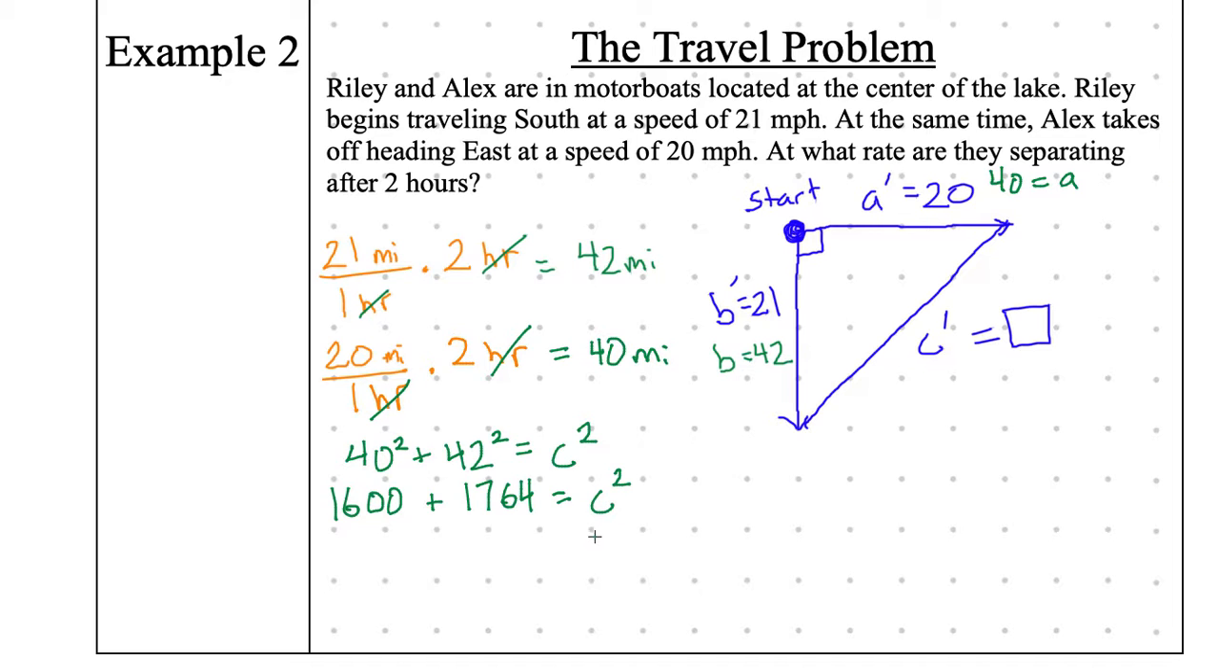Is equal to C squared, and then I need to actually add those together, which is 3,364. And the square root of that is who knows? Let's take an educated guess. It's going to be somewhere between I don't know and I don't know. So, this is almost a 45.